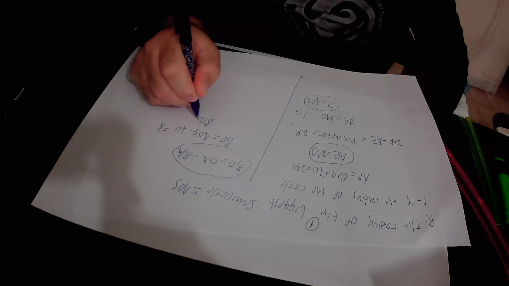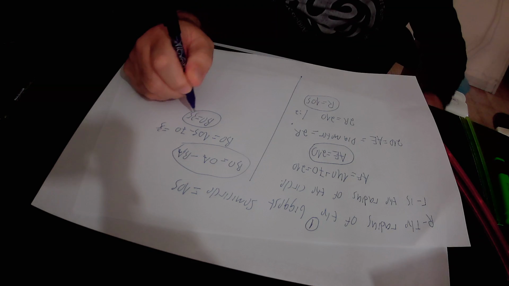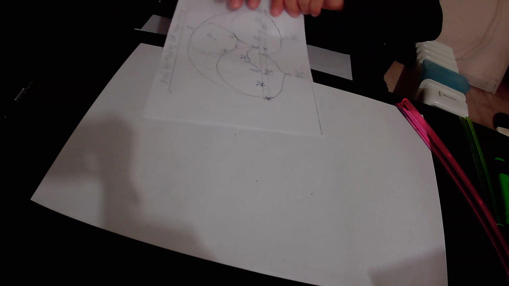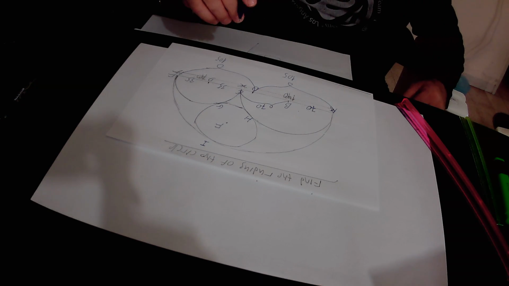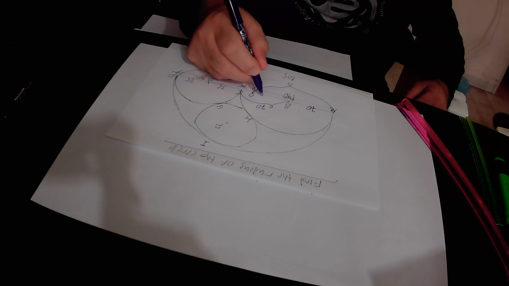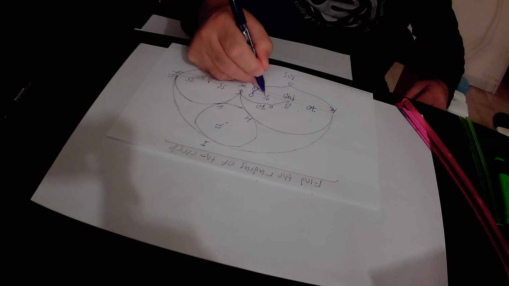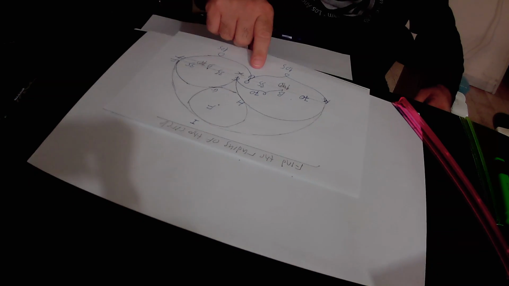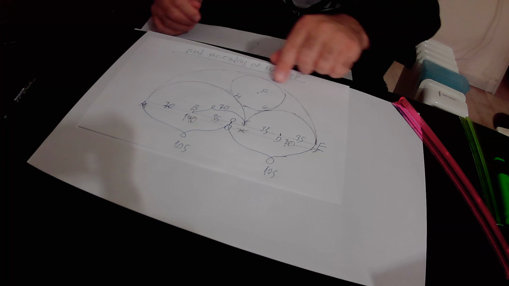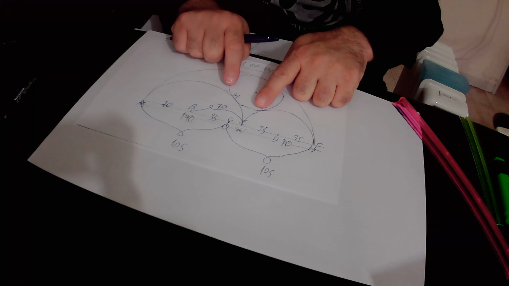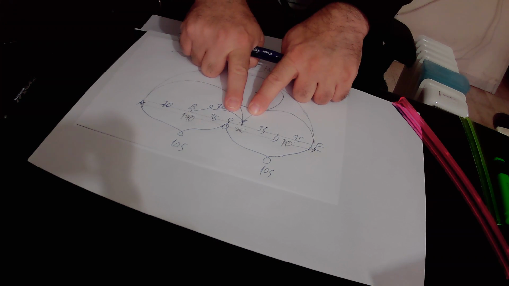BO equals 35 units, so we can write down in the drawing that the length of line segment BO is equal to 35 units. Okay, and what is the length of line segment OC? The length of this small line segment OC.